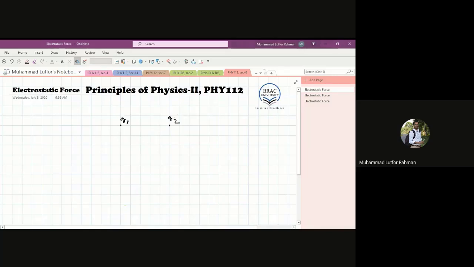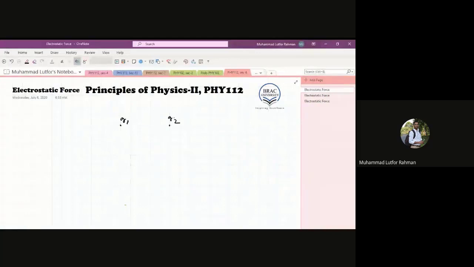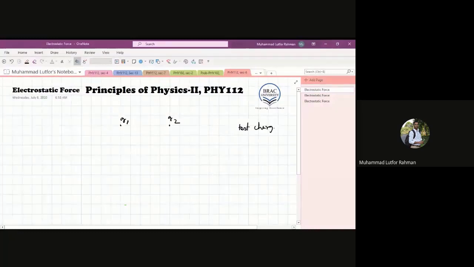Remember one thing: if I mention that the charge is a test charge, by default that charge would be positive. It's basically the convention they use, so we'll also follow this convention over here.